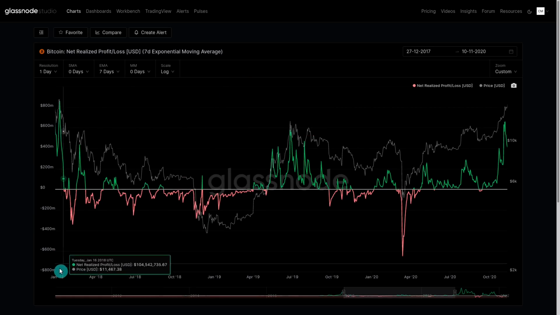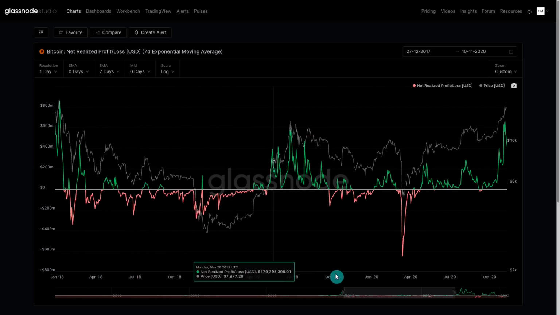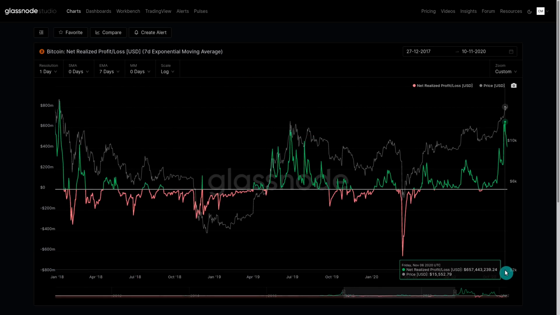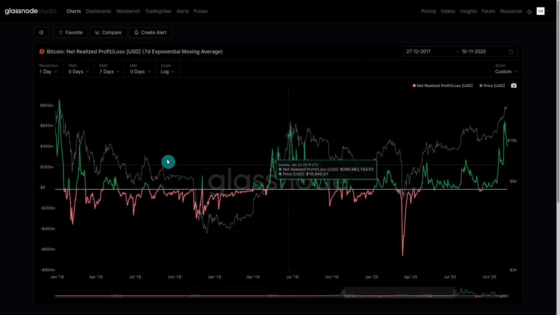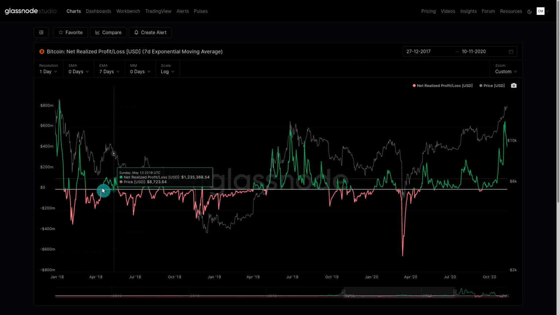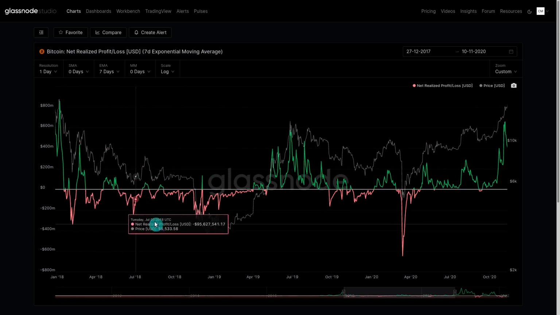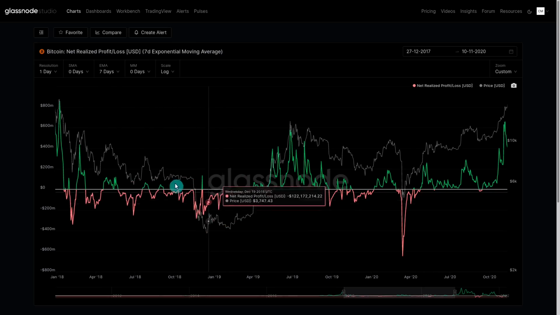So I've zoomed in here from the January 2018 market top all the way through to 2020, just before the bull run that we've just experienced in 2021 began. And what we can see is that through most of 2018, note how our net realized profit and loss was in a fairly severe state of loss.